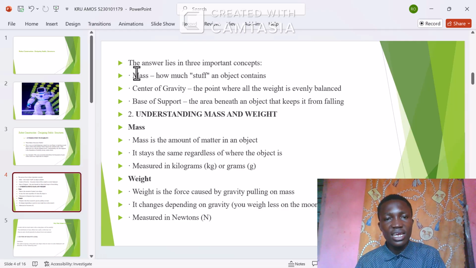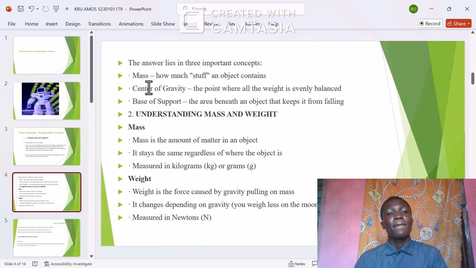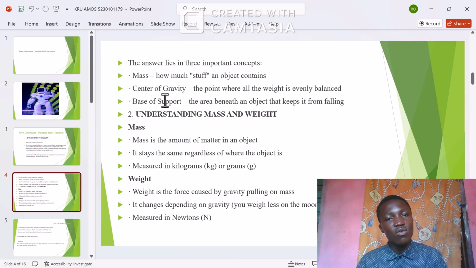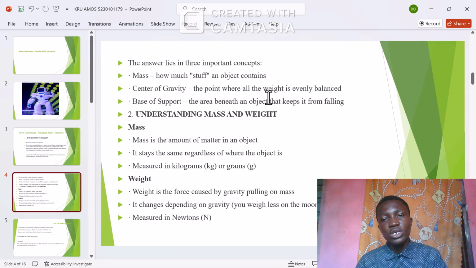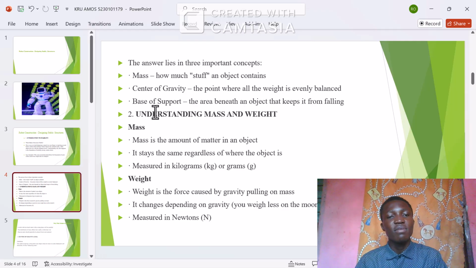The answer lies in three important concepts. That is the mass, how much stuff an object contains; the center of gravity, the point where all the weight is evenly balanced; and the base of support, the area beneath an object that keeps it from falling.